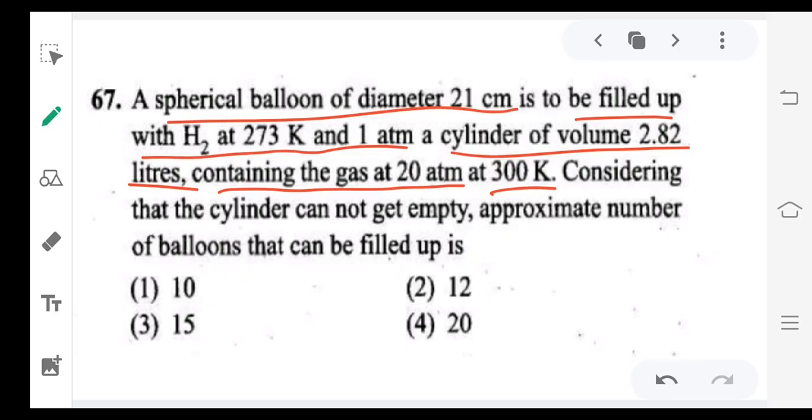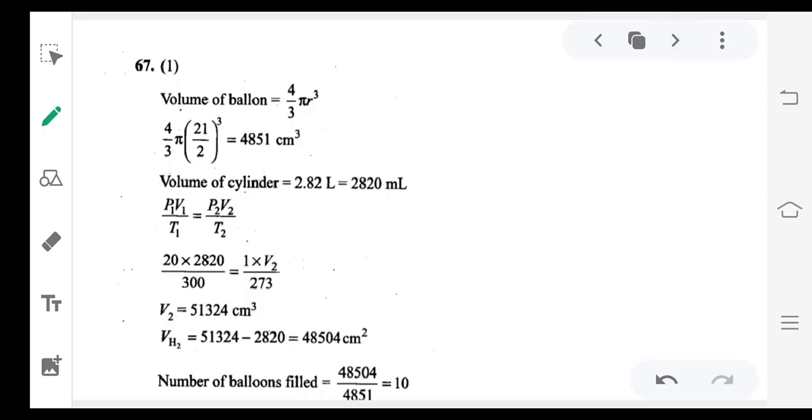So now how to solve the problem? First, calculate the volume of the balloon by using 4/3 πr³. So we got the volume of the balloon as 4851 cm³. Volume of the cylinder, 2.82 liters, is 2820 ml, which is the volume of the cylinder in cubic centimeters.